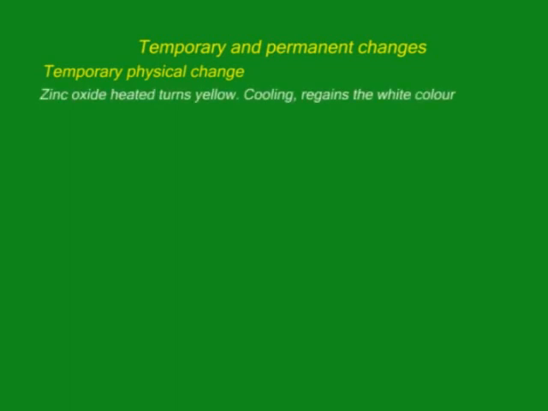We now turn and look at the temporary and permanent changes that substances undergo when they are heated, and we shall start with temporary physical changes. When zinc oxide is heated, its color changes from white to yellow, and on cooling it reforms back to white. Take a look at this.